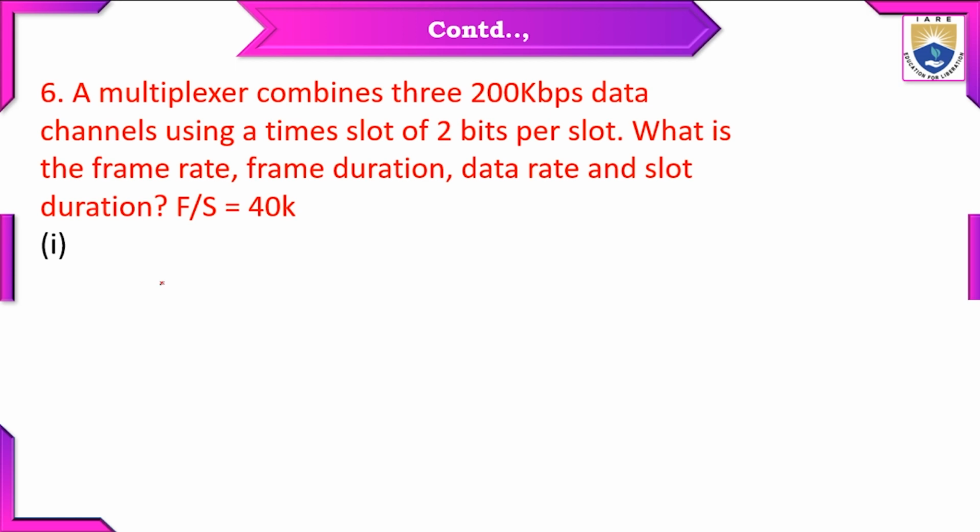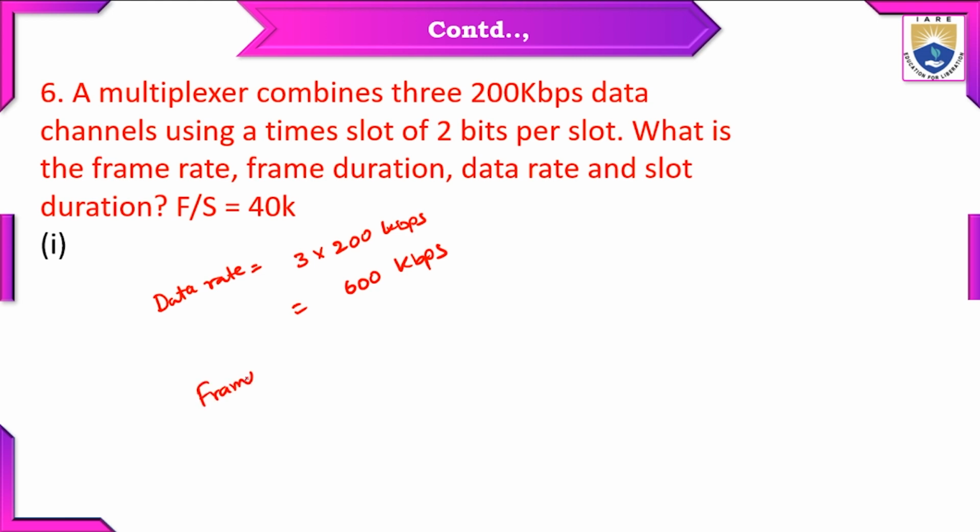First we calculate the data rate. How many bits are being sent? 3 into 200 kbps gives 600 kbps. So this is the data rate, 600 kbps. That means 600 kilobits per second is going to be transmitted.